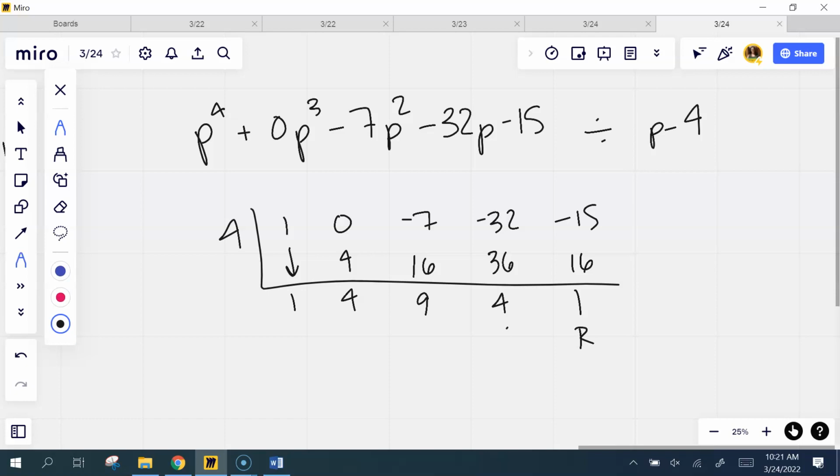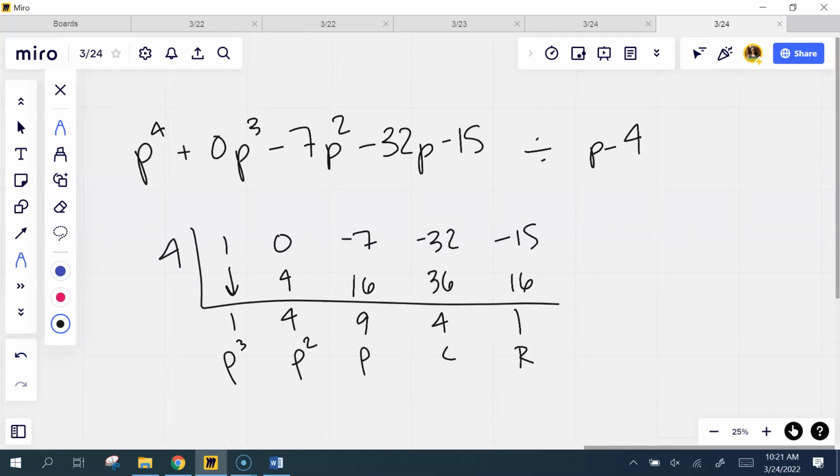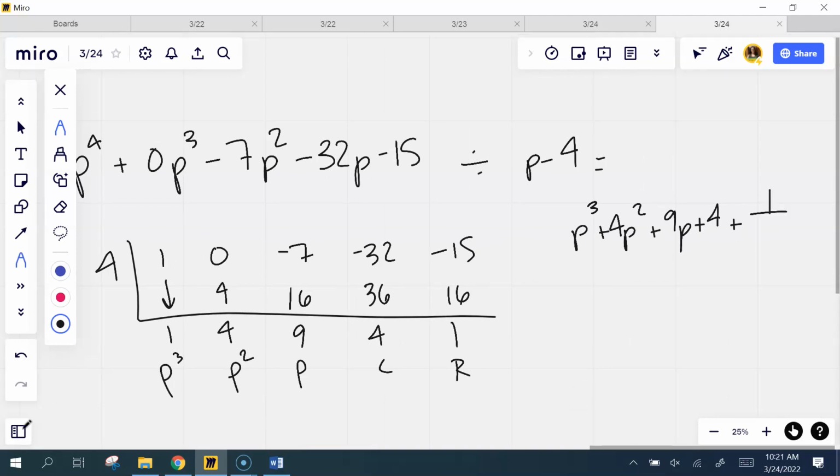And so this is the remainder, the constant, the x, the p squared, the p. So this equals p to the third plus 4p squared plus 9p plus 4 plus 1 over p minus 4. Yes. That's fine. That's fine.